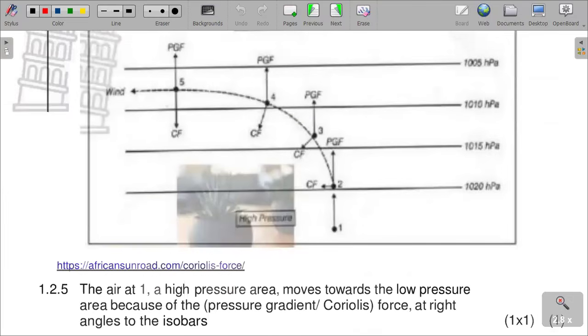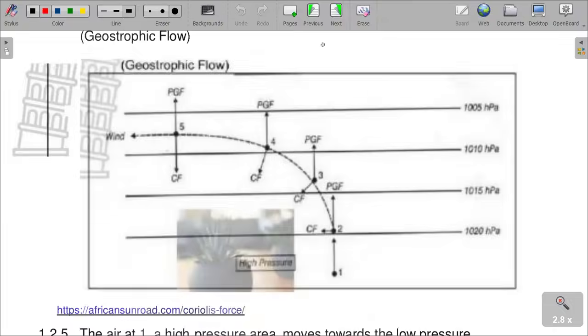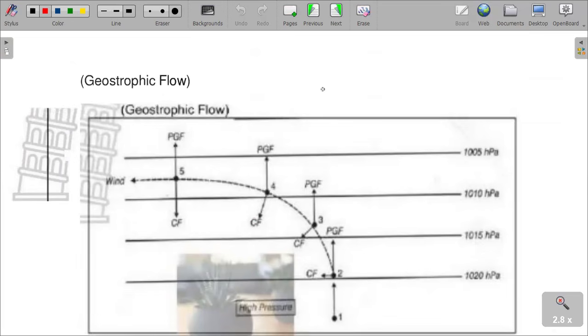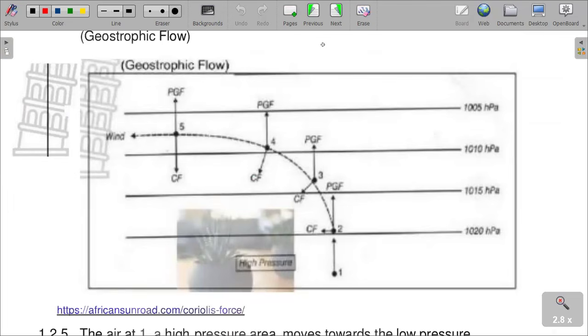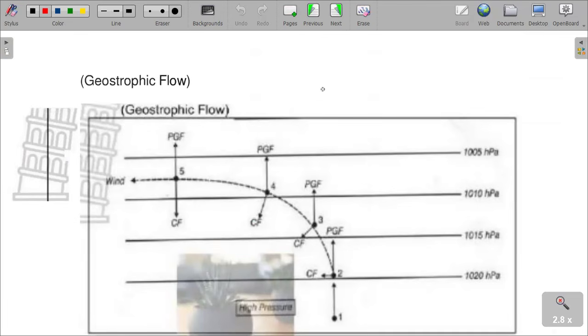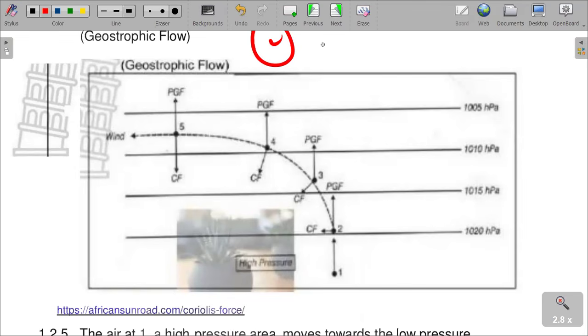And then we have a continuation, which is identifying geostrophic flow, which I also tried to exhaust and explain quite a lot during the lecture, during the course of the term.